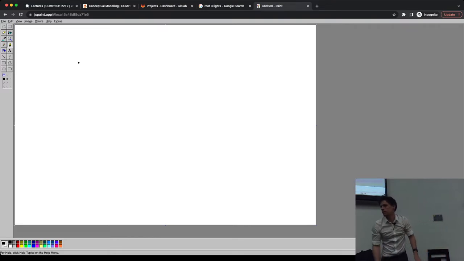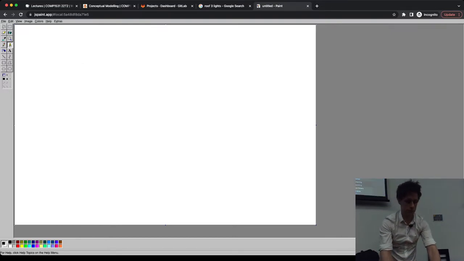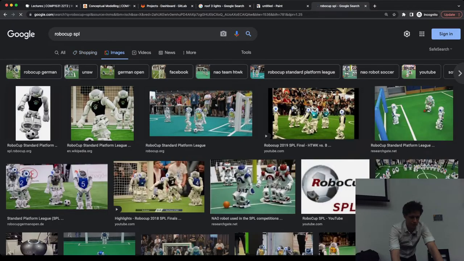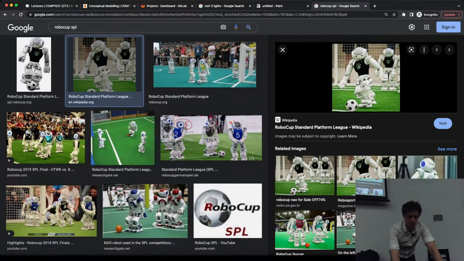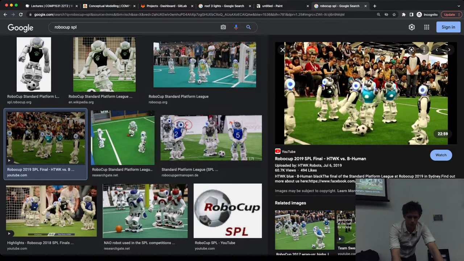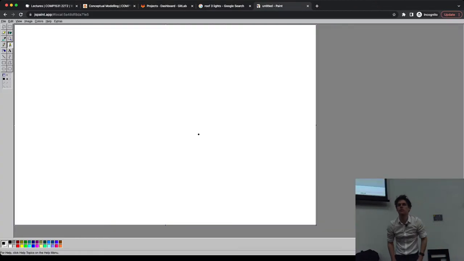So when I was in RoboCup, you've seen the robot. Who's seen the robots that kick soccer balls? Yeah, yeah. The RoboCup. These little things. Yeah, they run around the field and they kick balls and stuff. Yeah, super fun. I went to two competitions with it.